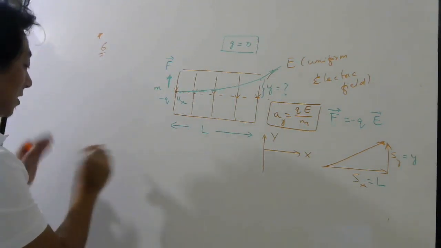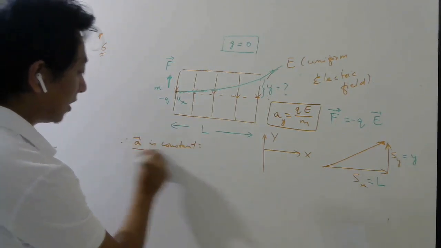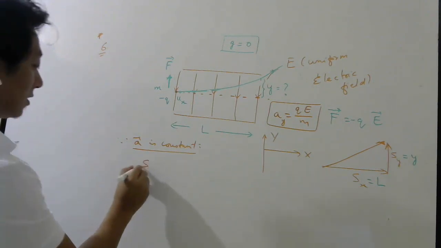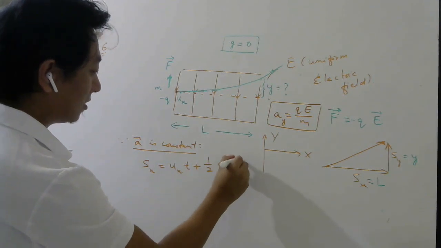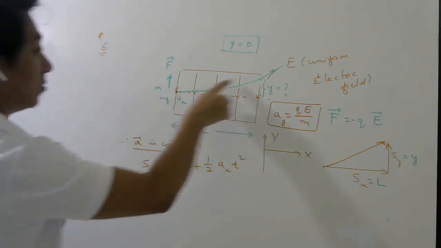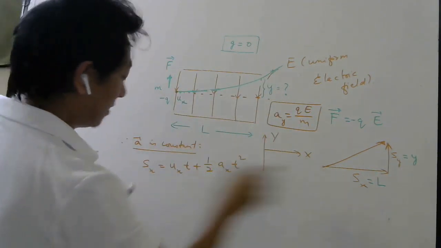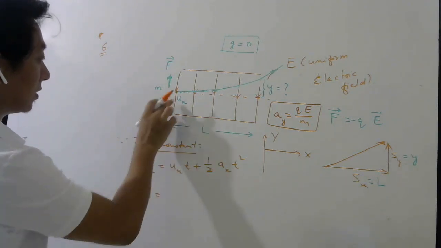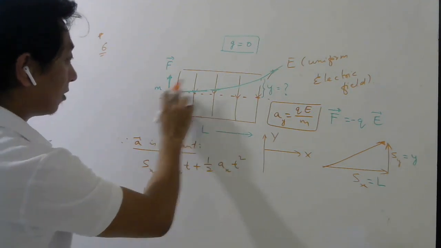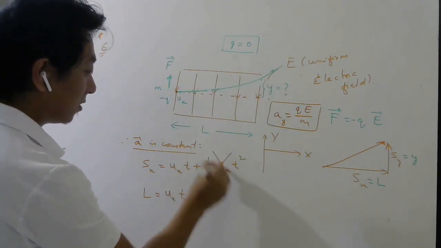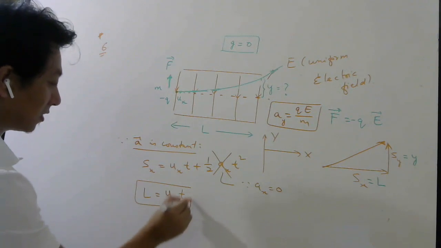Since the acceleration vector is constant, we can use the kinematics formula. So Sx, what was the formula? Ux t plus half ax t square, right? From here to here, this is the displacement. So what is the x component of displacement? This is your L. Ux is what they called in the question Vx. Let us write Ux only. Time taken from here to here we don't know, t, and this is 0 because ax is 0, right? So this is the first equation.